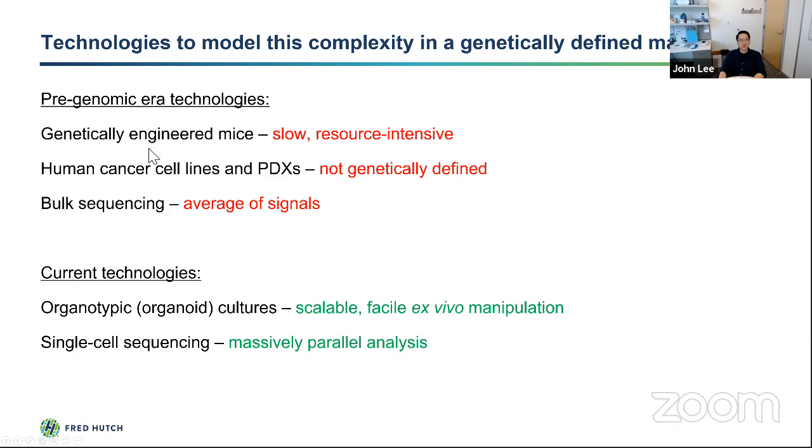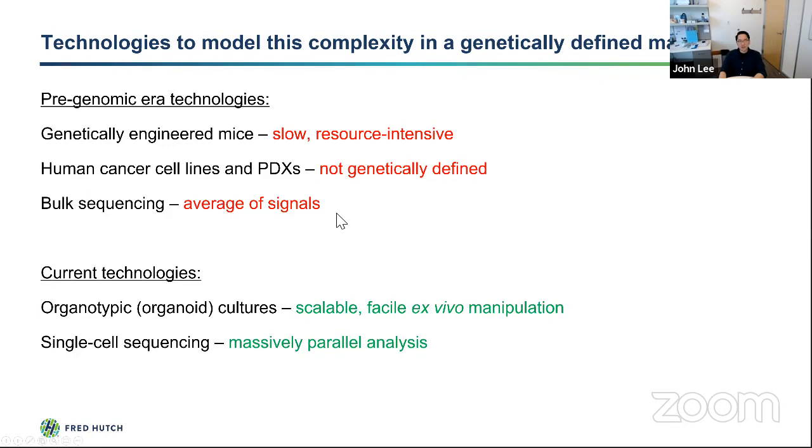We've used genetically engineered mice now for about 3 decades, and there are relatively few models of bladder cancer that really recapitulate the diversity of bladder cancers that we see in humans. Certainly these are slow and very resource intensive. The use of these human cancer lines and PDXs, many of them are not genetically defined, and they can evolve over time in the laboratory.